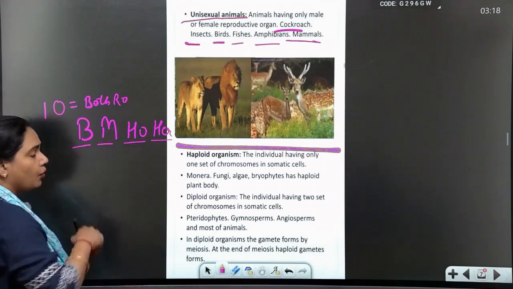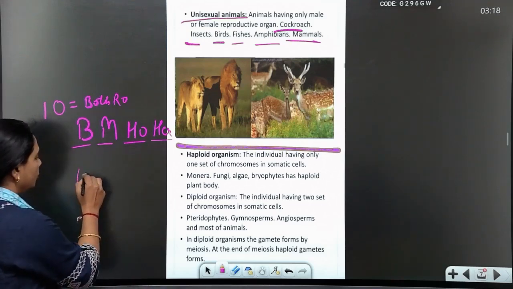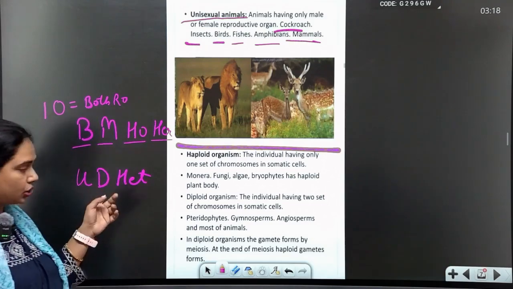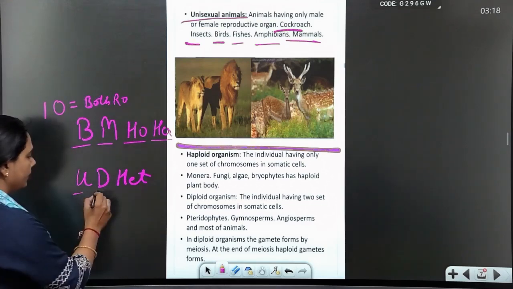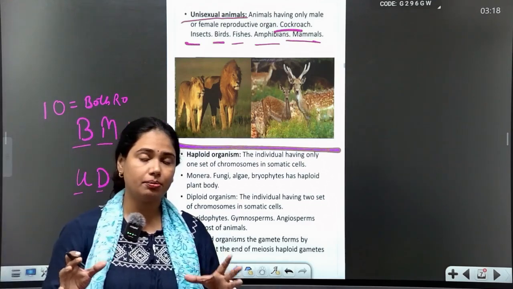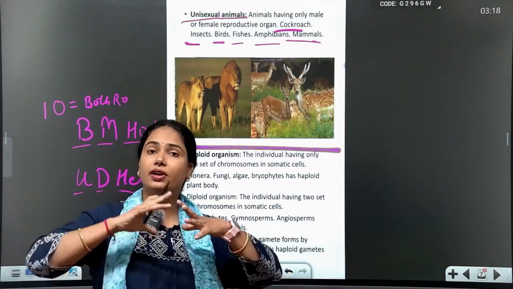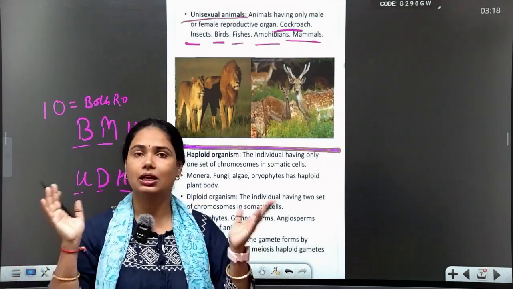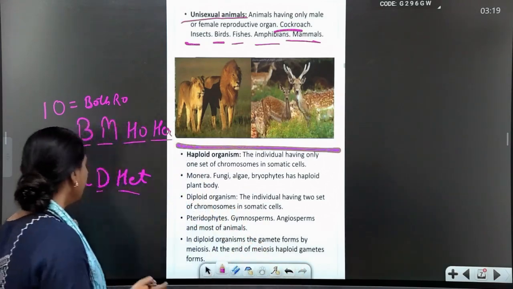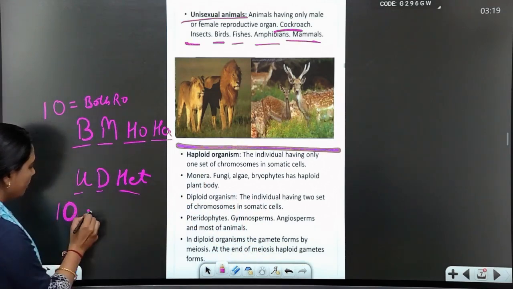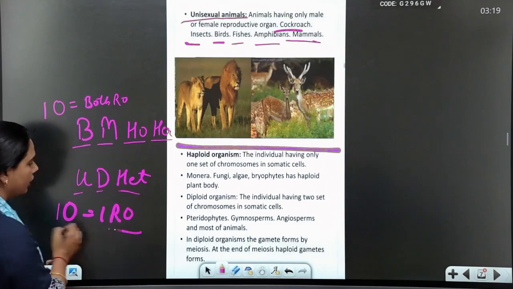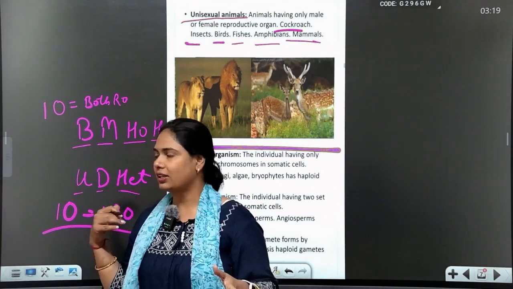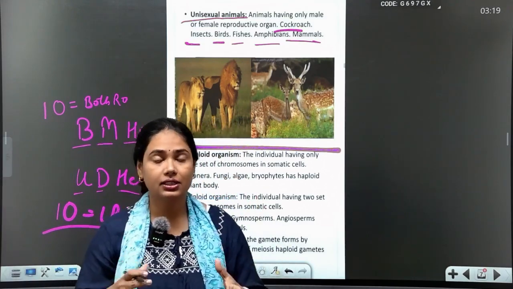Now, the opposite of that: U, D, Het. Unisexual, dioecious, heterothallic. Okay? These are the organisms in which different types of reproductive organs are present in different organisms. Okay? So a single reproductive organ is present. Now, this is the formula, students. You got it? What have I written? Yes.